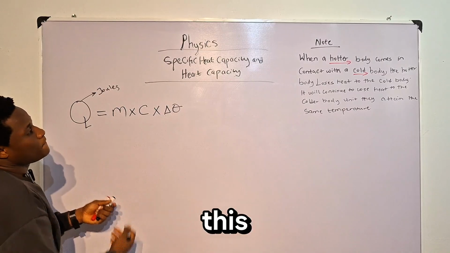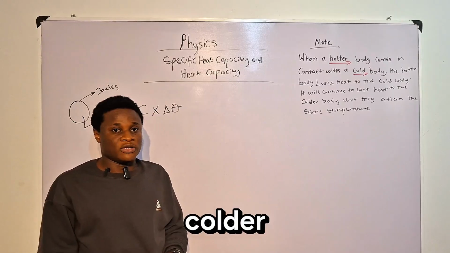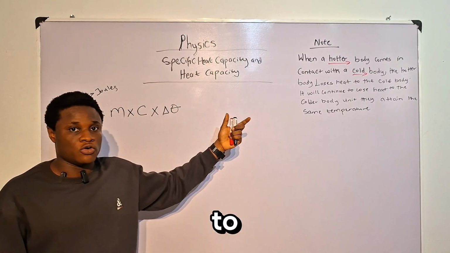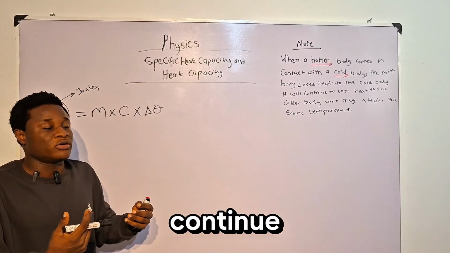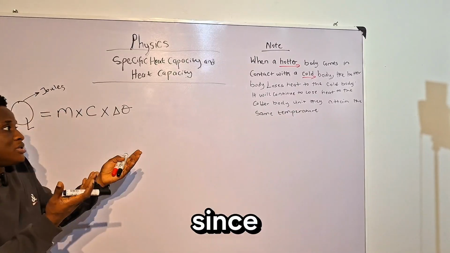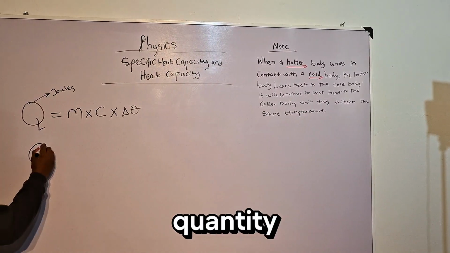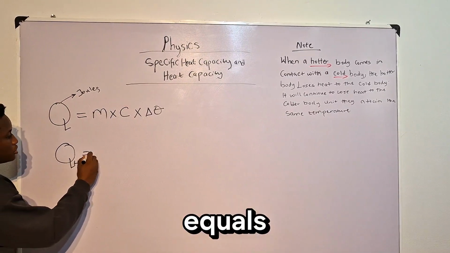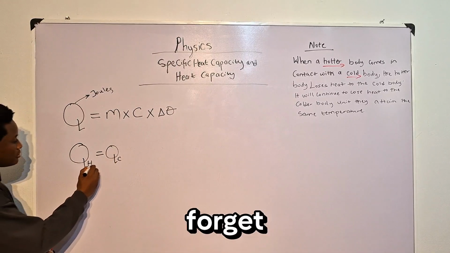Now we have known this, and we say that when a hotter body comes in contact with a colder body, the hotter body tends to lose heat to the colder body, and the heat transfer would continue until both of them attain a stable equilibrium. Since this is true, we can now say that the quantity of heat lost by the hotter body is equal to the quantity of heat gained by the colder body. You get?